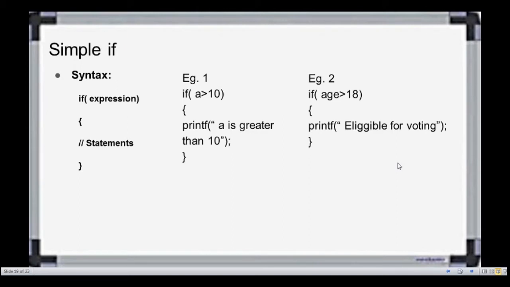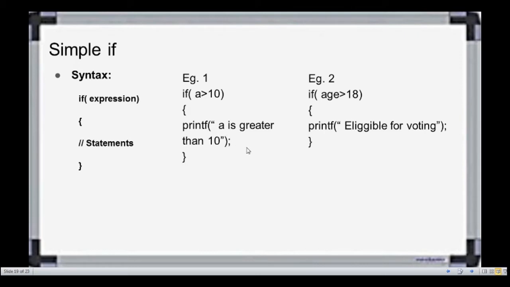This is your simple if. Here, if this expression is true, then only it executes the body. If the expression is true, then this statement will execute. This is the body of this if expression. Example: if a is greater than or equal to 10, then print a is greater than 10. If the entered value is less than 10, then there is no result.